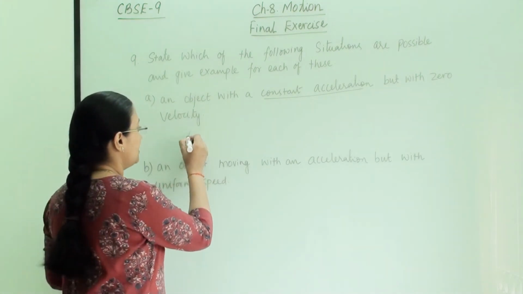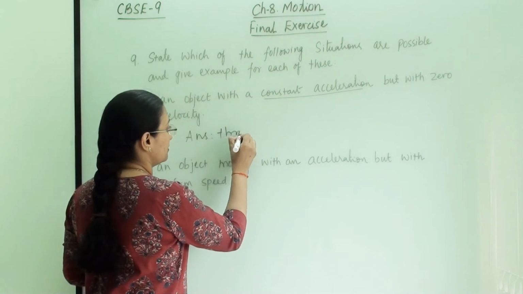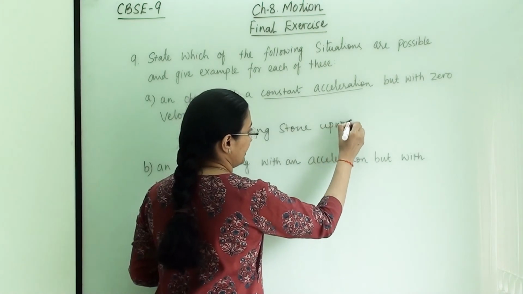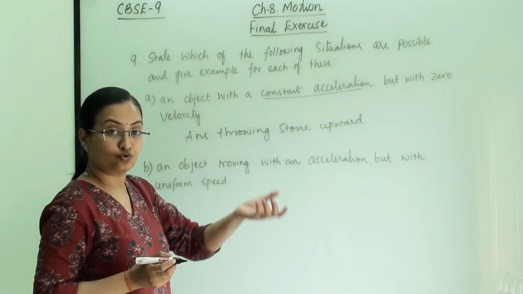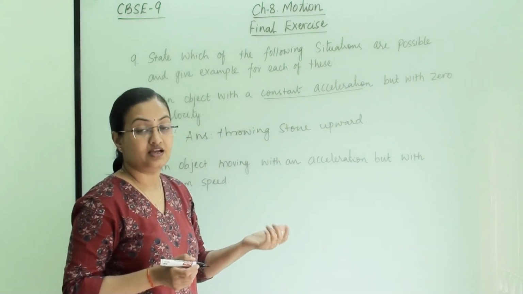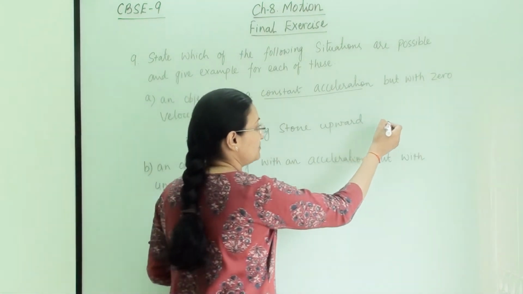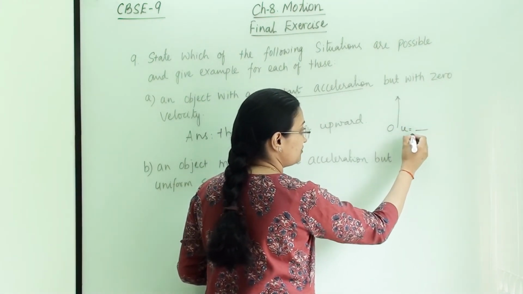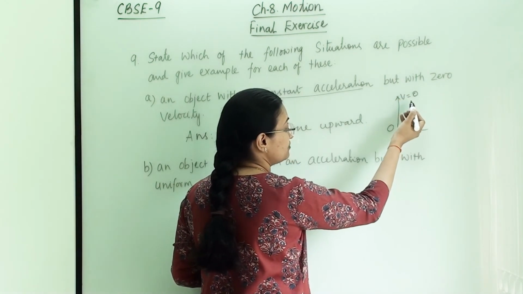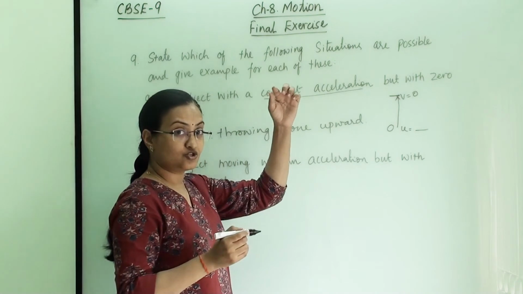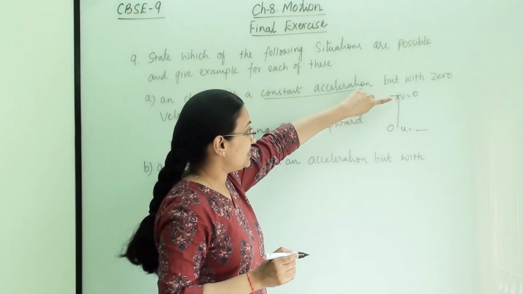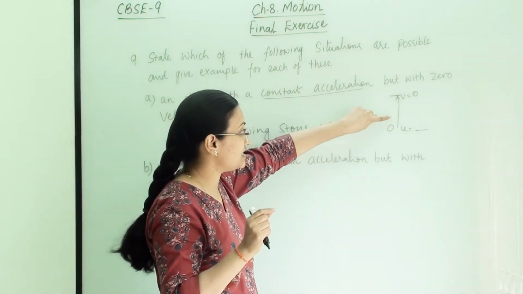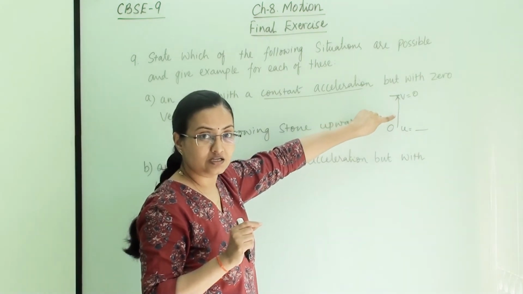So when will this happen? When we are throwing a stone or a ball, anything, in the upward direction. We have seen this in the numerical. When we are throwing it upward, it starts from here with a certain velocity, so it has some initial velocity but its final velocity will be zero, because at one point it will stop and it will come back. So for a fraction of a second its final velocity will be zero, but it is in continuous acceleration.